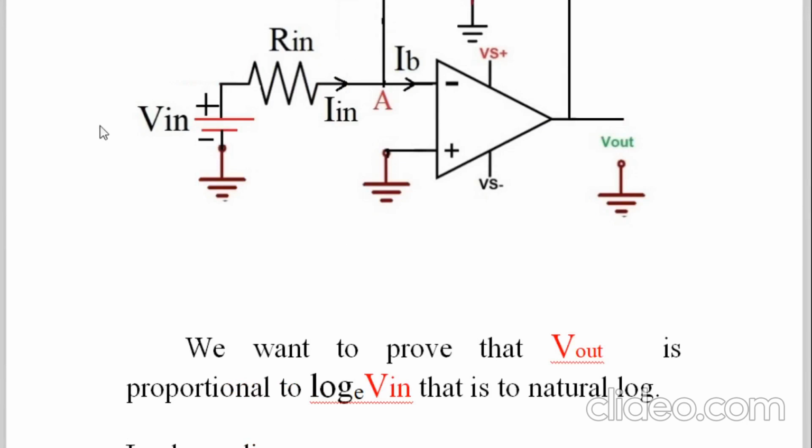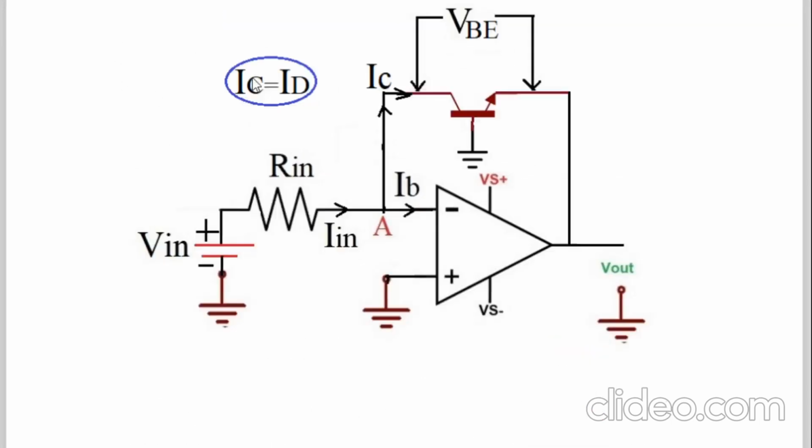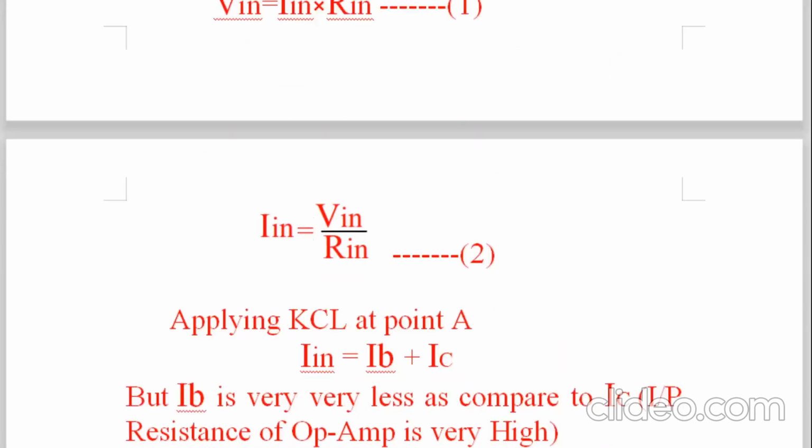Then this part is over, VR. Come to this point, I in is equal to IB plus IF, Kirchhoff's current law. I in is equal to IB plus IF, but IF is collector current IC. But this collector current is also equal to diode current, because this transistor behaves as a diode. So let us proceed for that.